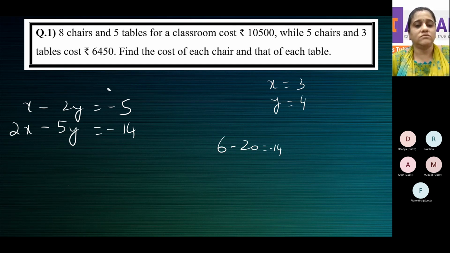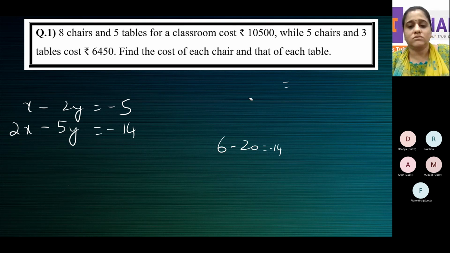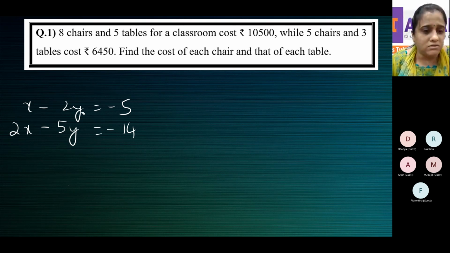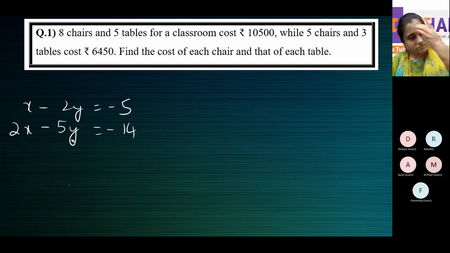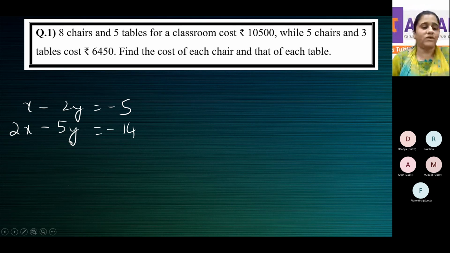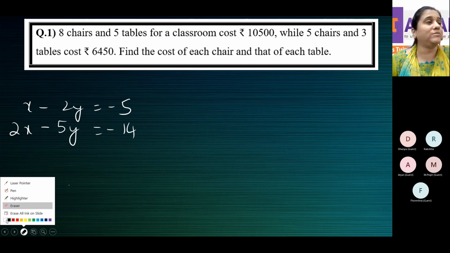Are they right? For 3 and 4, you can check now. 3 minus 8 is minus 5. 6 minus 20, that's fine. So now let's learn how to solve these two equations by the elimination method.